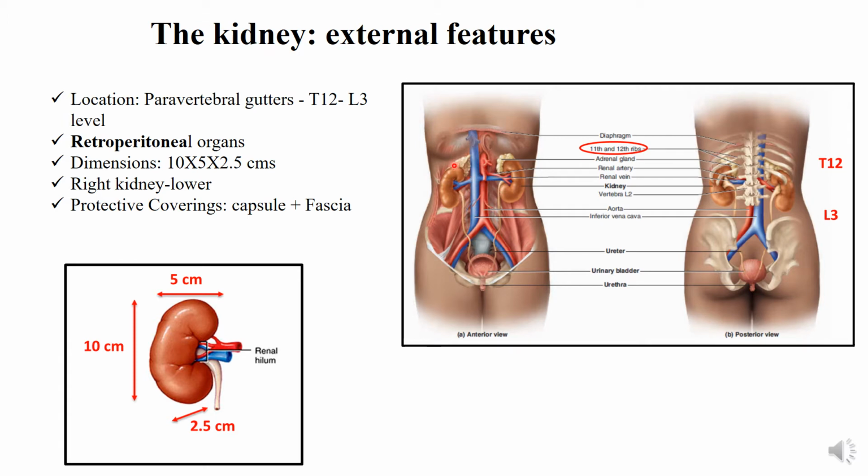And each kidney is surrounded by a fatty capsule and sheathed in a connective tissue sac. And these coverings are very important, and we will discuss this in the coming slides.